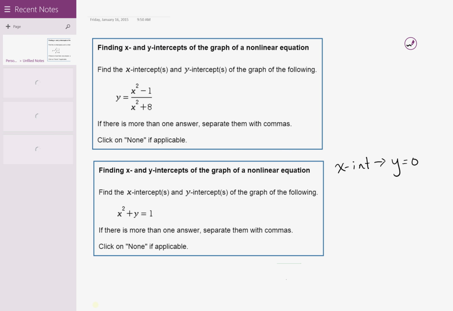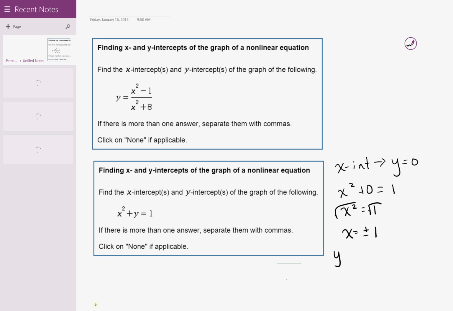So to find the x-intercept, or multiple x-intercepts, we substitute 0 for y, and we get x squared plus 0 is equal to 1, which is the same thing as x squared is equal to 1. And then remembering from the very beginning of the semester our square root property, when we take the square root of both sides, we have that x is equal to positive or negative 1.